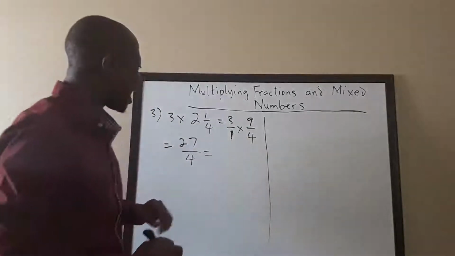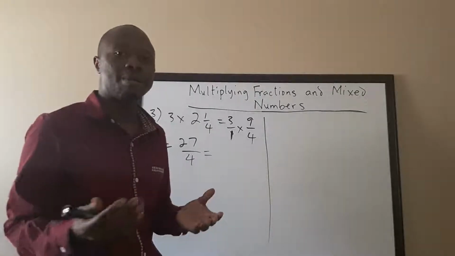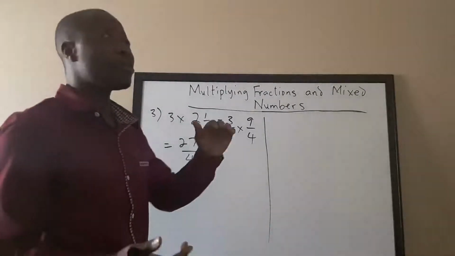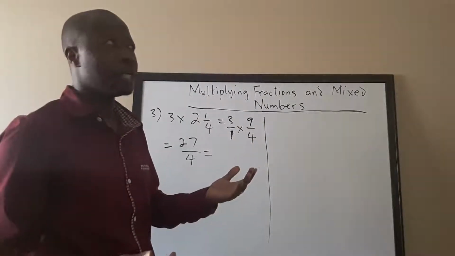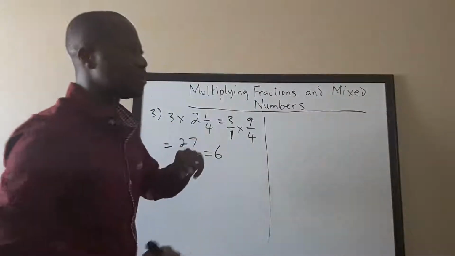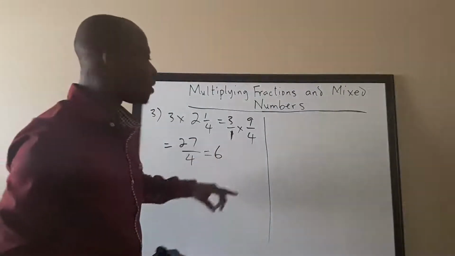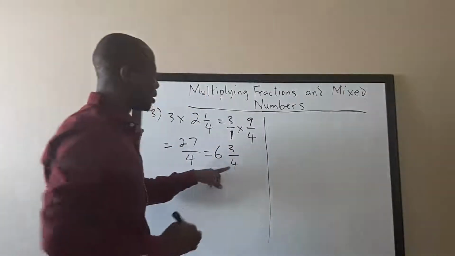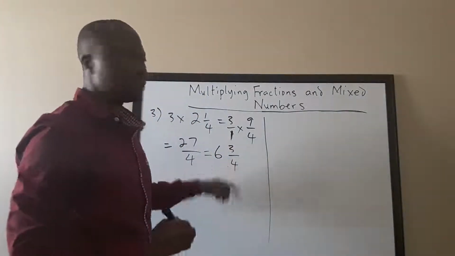And so we have to convert this to a mixed number now by saying, how many times does 4 go into 27? Well, 4 times 6 is 24. So it is 6 times. So we take 24 away from 27. We get 3. So it is 6 whole number, 3 over 4.